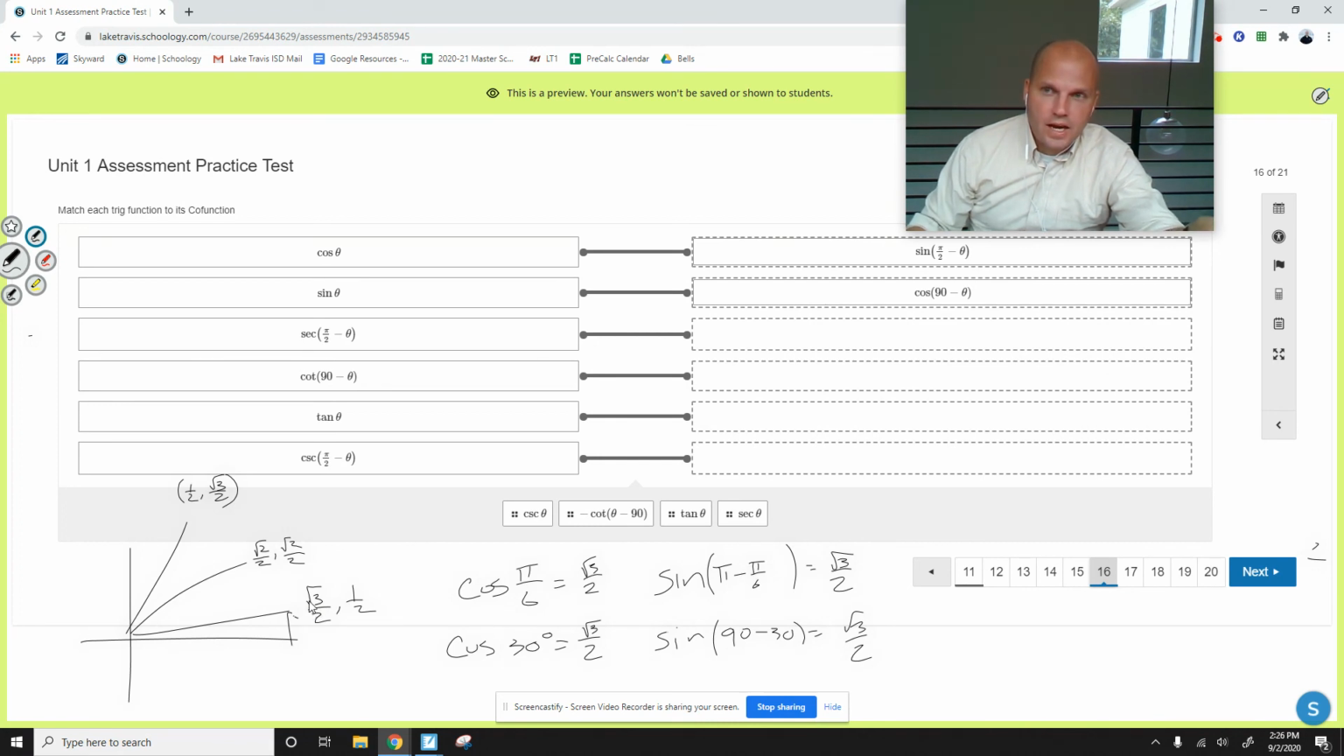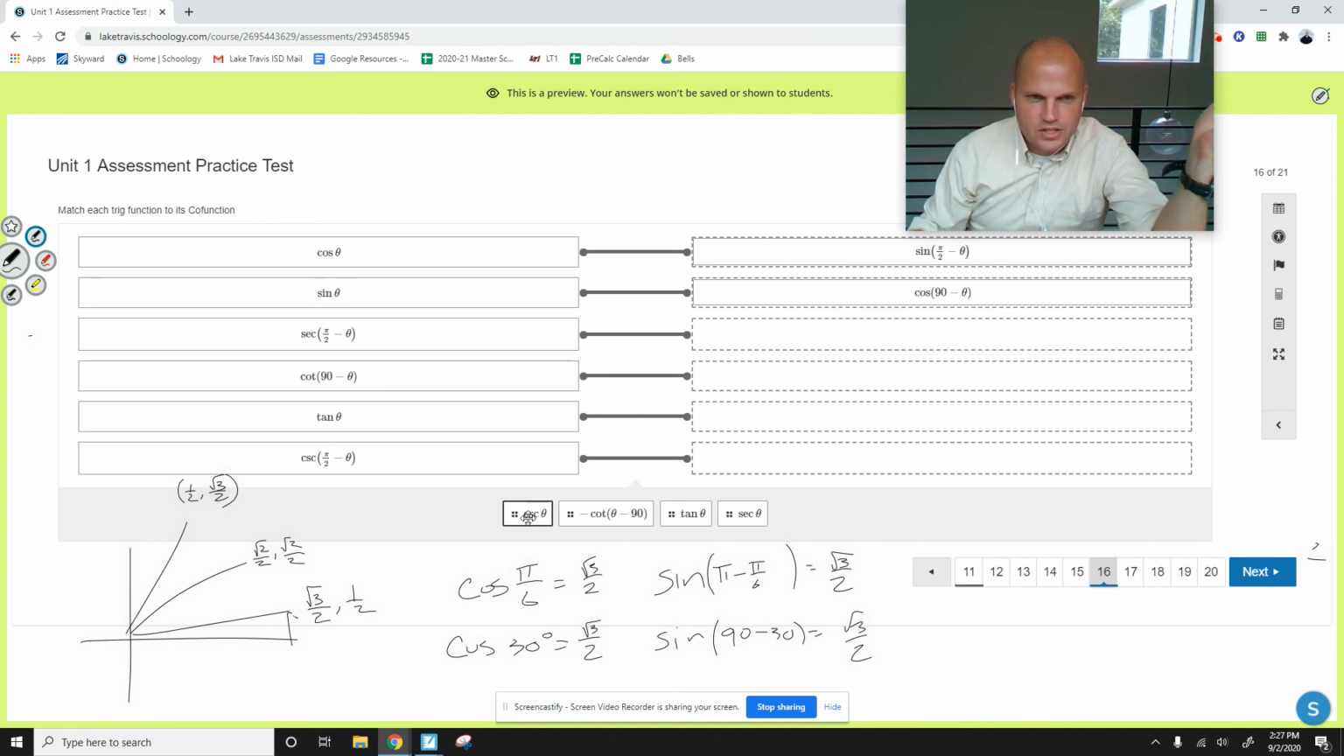Well, the cosine of 90 minus 30 degrees here would be 60 degrees. Sorry, I said the sine of pi over 6 is 1/2. Well, the cosine of pi over 3 is 1/2. It works itself out because it's still a 30, 60, 90 triangle. So these are our first two. It's the whole idea of a cofunction.